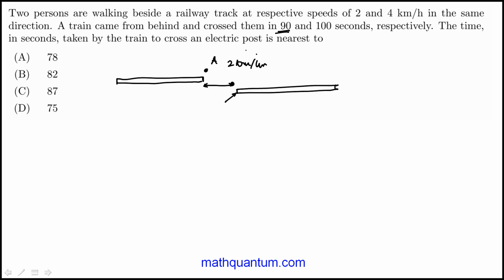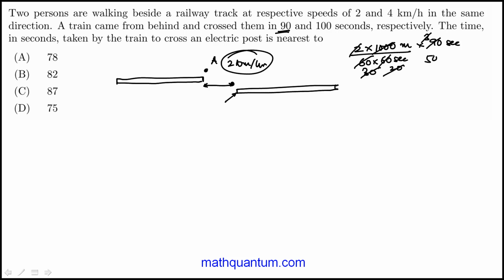So we can figure out how much distance this person has walked in 90 seconds. It's 2 kilometers an hour. I'll convert everything into meters and seconds. An hour is 60 times 60 seconds. I multiply the rate by 90, and that will give me the distance traveled in meters. So that's 30, 3, 20, and then this becomes 50. So this person has walked 50 meters.